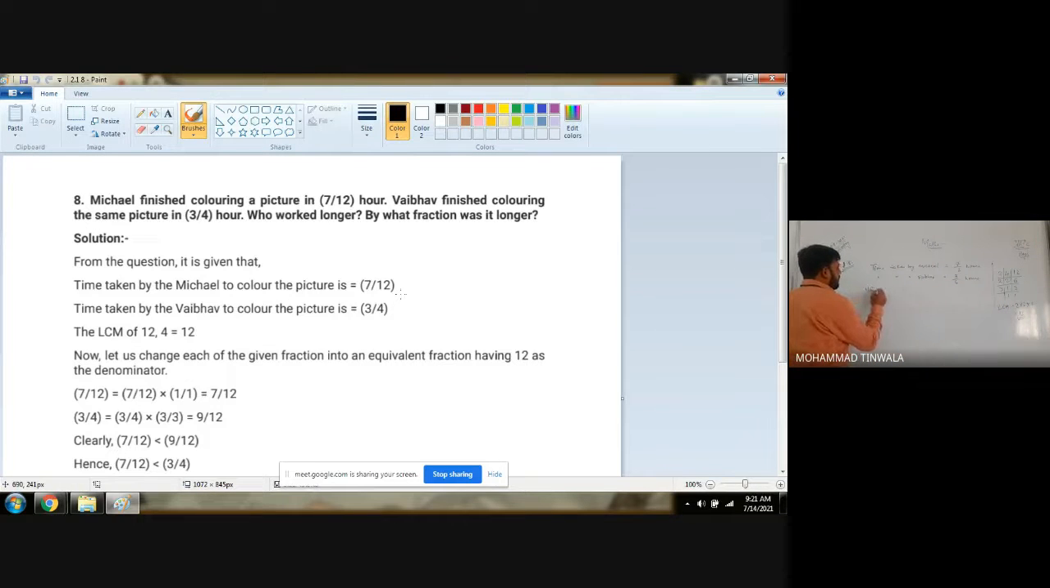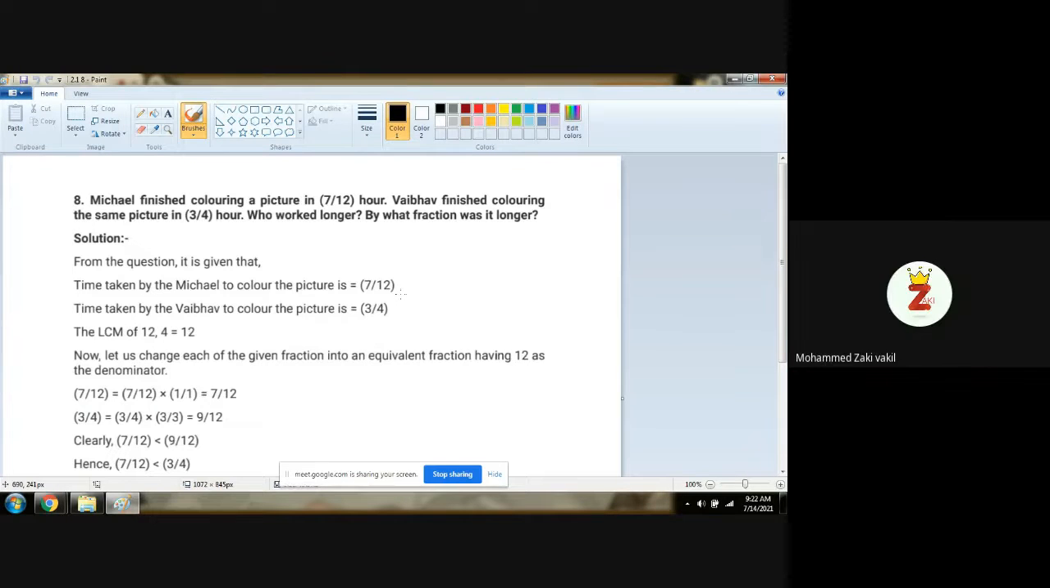Now, 7 upon 12 has to reach up to 12 here, so it will be multiplied by 1. So 7 upon 12 stays as it is. The second fraction, 3 upon 4, has to reach up to 12. So 4 3s are 12, 3 3s are 9. So now we got like fractions here. Yes or no? Yes.